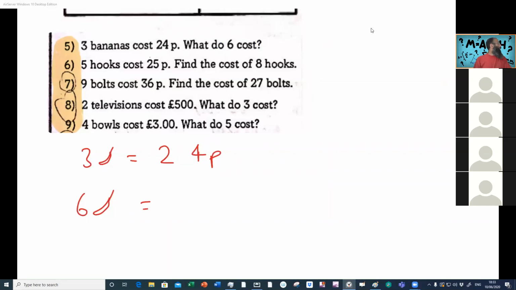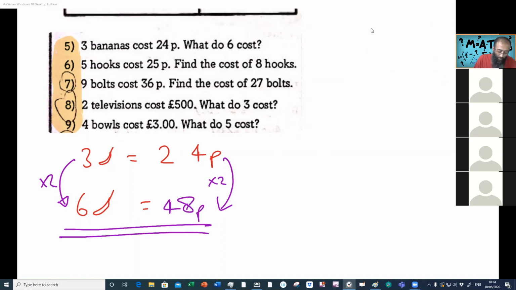Okay, Mr. Suleiman in the other room, can you put your microphone on, please? I haven't got you to contribute at all for this question. Okay, let's do a question together. So, Mr. Suleiman, how does 3 bananas become 6 bananas? Quickly. 3 by 2. You times it by 2, both sides. So that'll give you an answer of? That equals 48. Okay, fantastic.